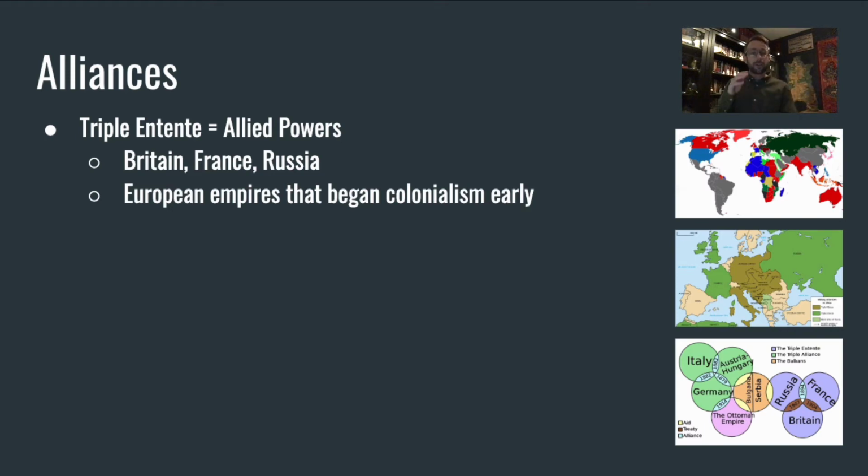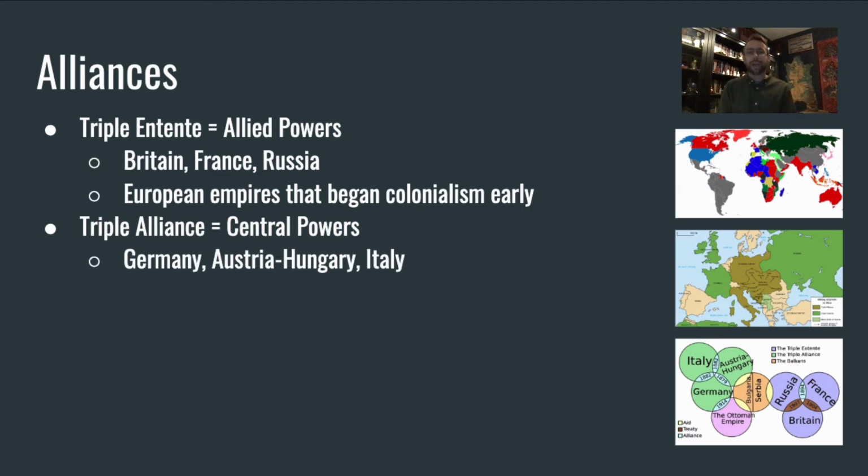Now, the other alliance that we get through these treaties is called the Triple Alliance. When we get to the war itself, they are called the Central Powers. And overwhelmingly, that was Germany, Austria-Hungary, which was one country, and Italy.